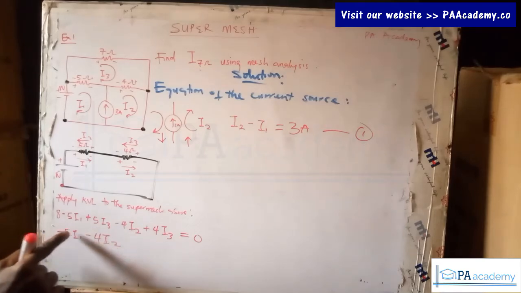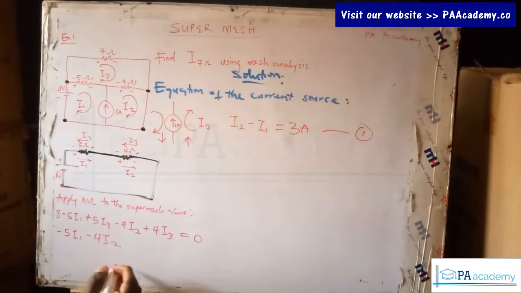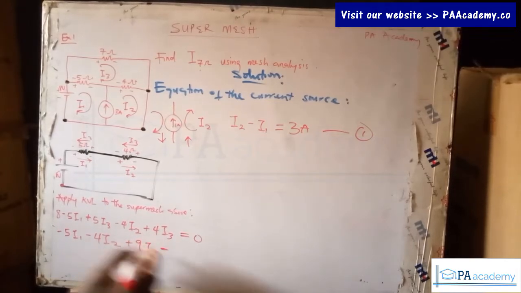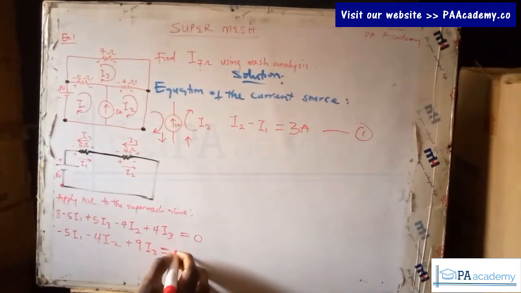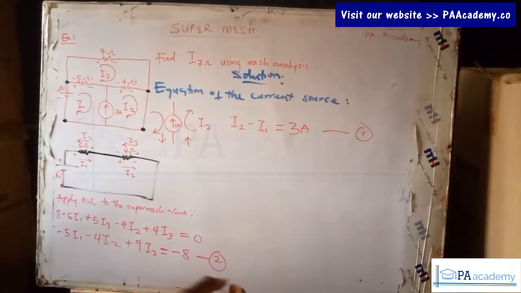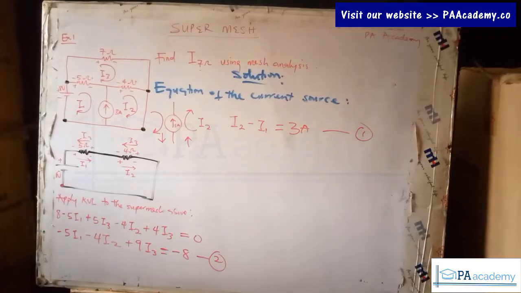So we're having plus 5 I3 and then plus 4 I3. That's going to give us plus 9 I3 and then equals to, so if this 8 should come to the other side of the equals to sign, it becomes, so that equals to minus 8. So this is our equation 2. Don't forget, this is our equation 1 and this is our equation 2.